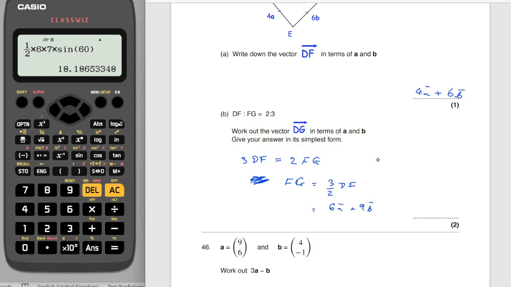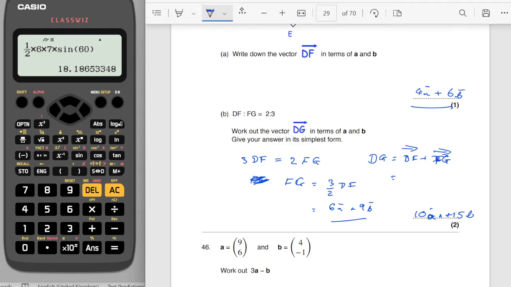And then D to G is going to be equal to D to F plus F to G. So in effect, I'm adding this and this together. So that would give me 10A plus 6 plus 9 would be plus 15B. So let me just tidy that up a little bit. So 10A plus 15B is going to be my answer for that.